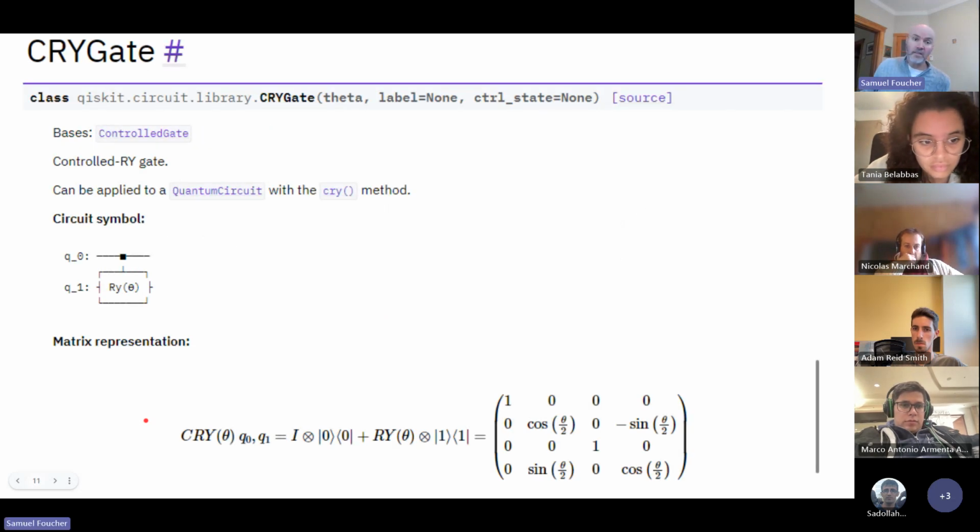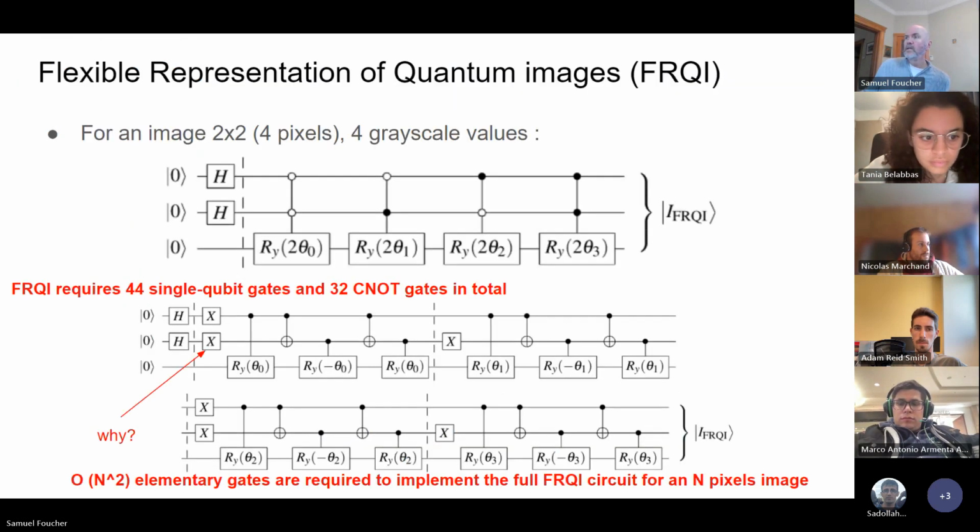But this is in Qiskit. There is a multi-control, we call that the control RY gate. So basically, this is really the rotations with CNOT kind of control. And these gates will be used for the implementation of the image encoding. So this is what I've shown just before for a 2 by 2, 4 grayscale values.